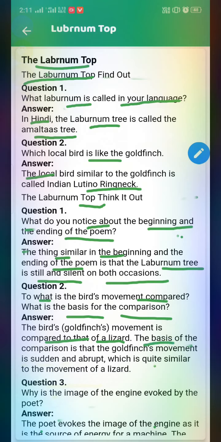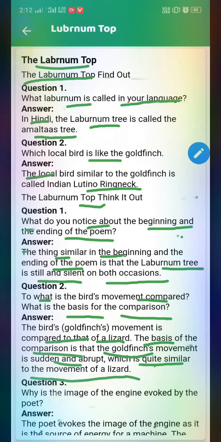The basis of the comparison is that the goldfinch's movement is sudden and abrupt, which is quite similar to the movement of a lizard. As a lizard moves abrupt, sudden, and alert for her target, the goldfinch does the same.